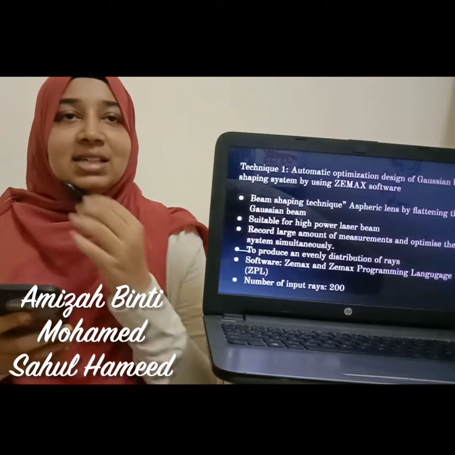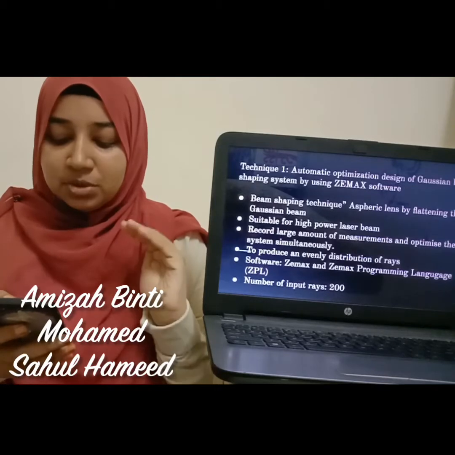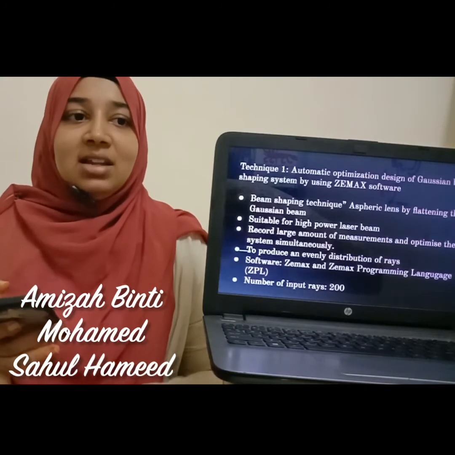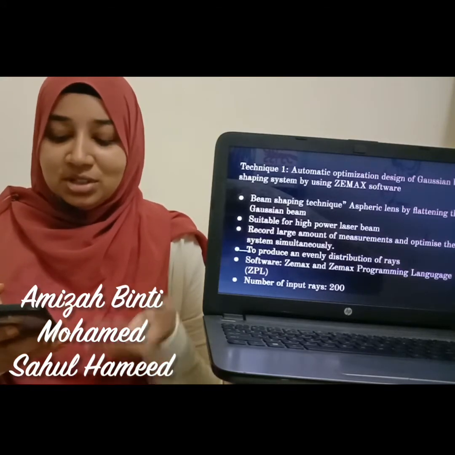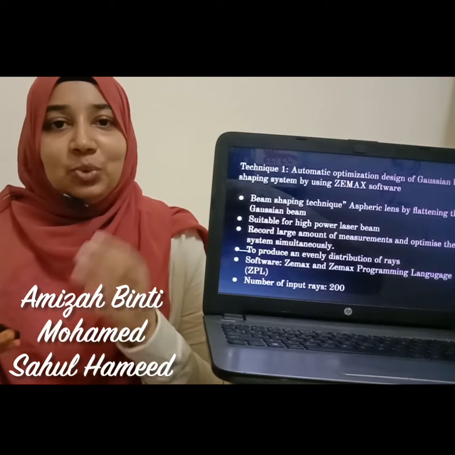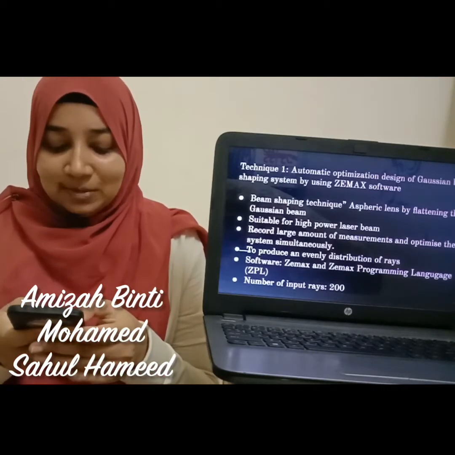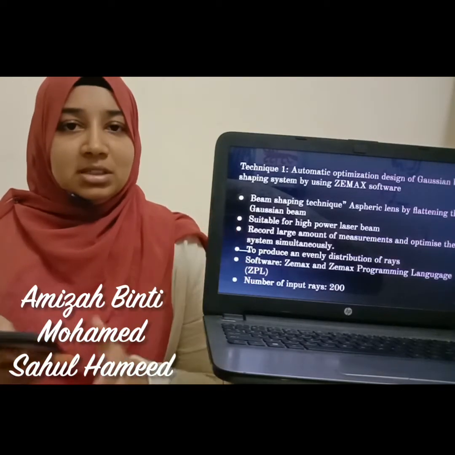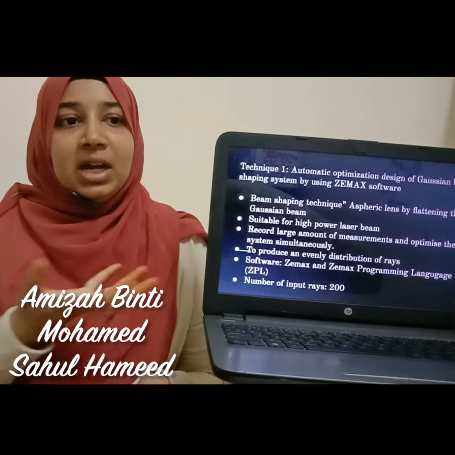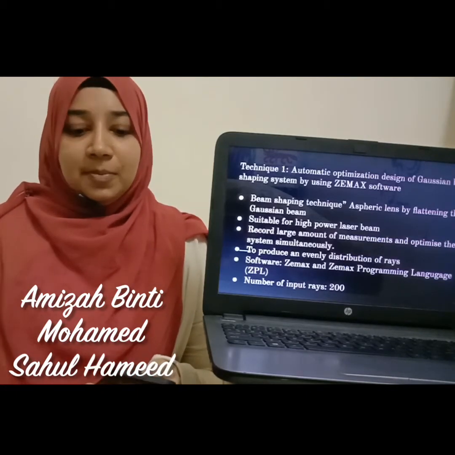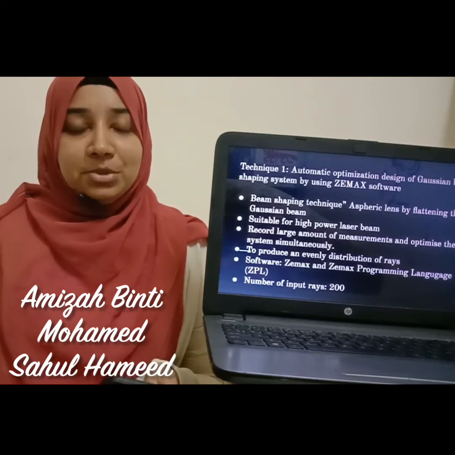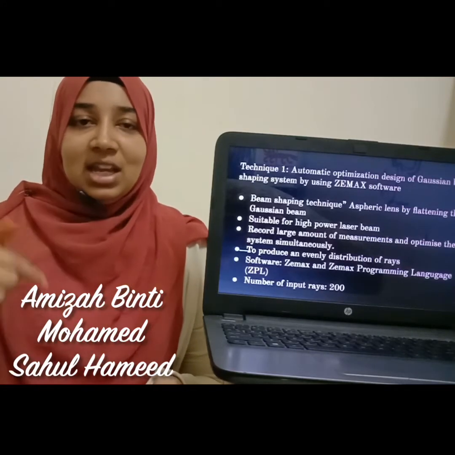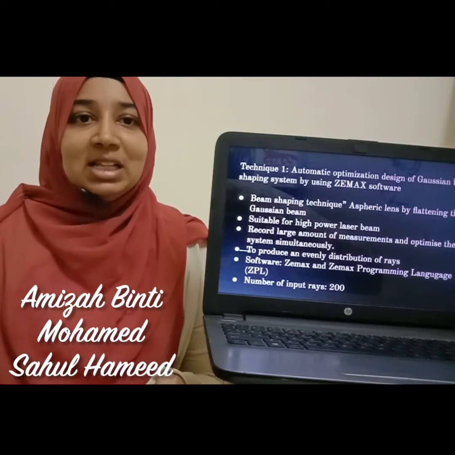Why is it suitable for high power laser beams? It is because it is highly resistant towards temperature. This system can record a large amount of measurement and optimize the system simultaneously, meaning that if it has received a large amount of input samples, it can still process the samples precisely and also optimize them.